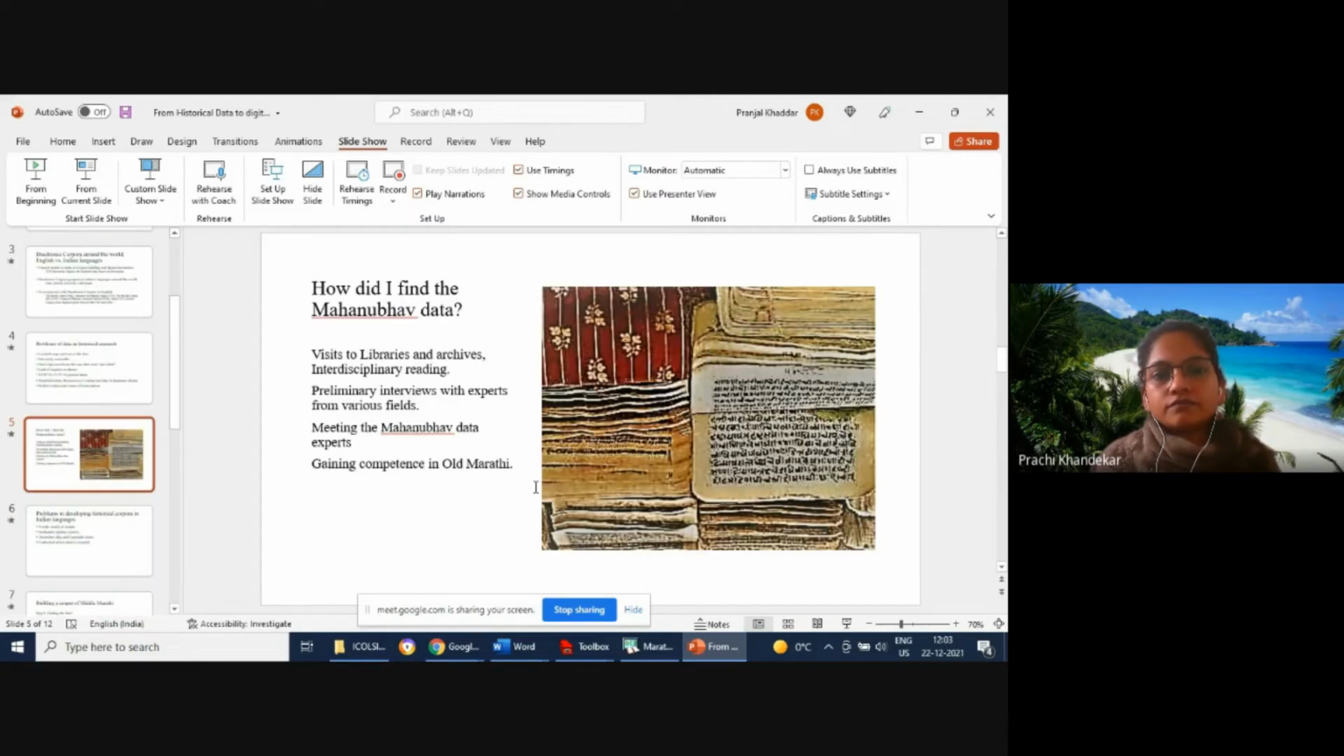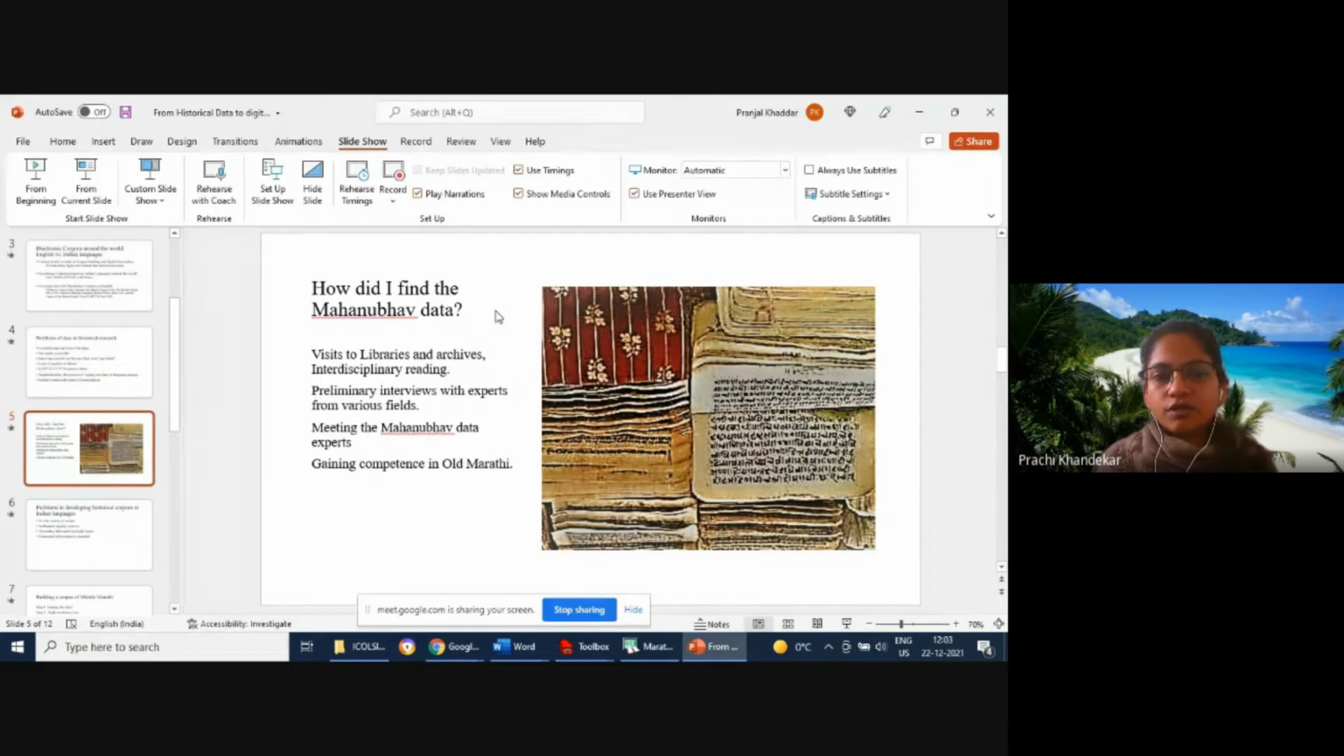That said, how did I reach the Mahanubhav data, which is what I worked with? So I tried everything that was possible. I visited libraries and archives, and I did a lot of interdisciplinary reading across genres of literature. So I read poetry, I read bhajans, kirtans, I read prose, and that was when I realized that because I was going to study word orders and sentence structures, I could not use poetic text, which is what medieval Indian languages are full of.